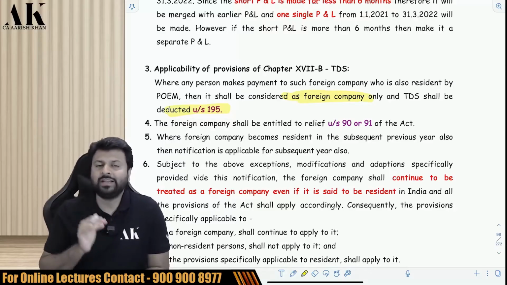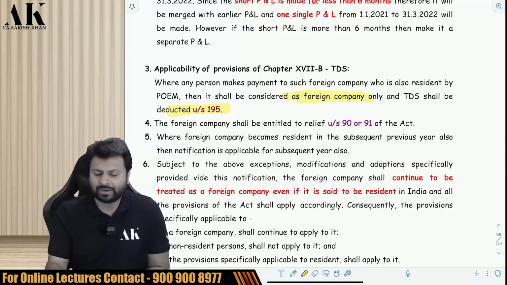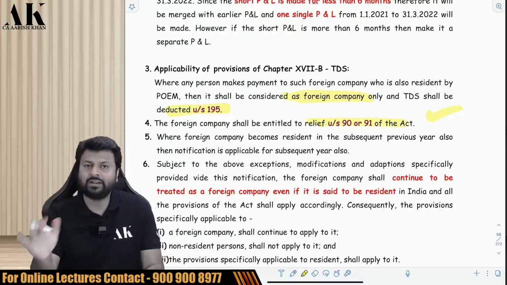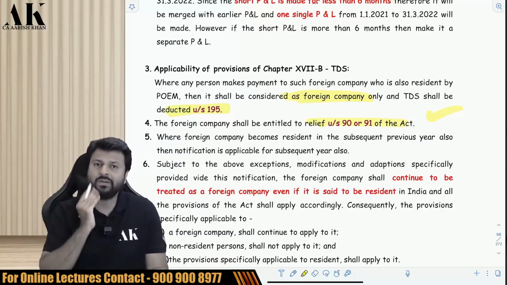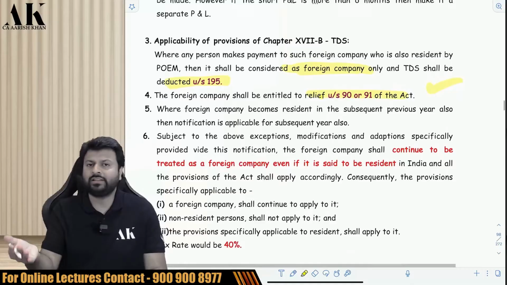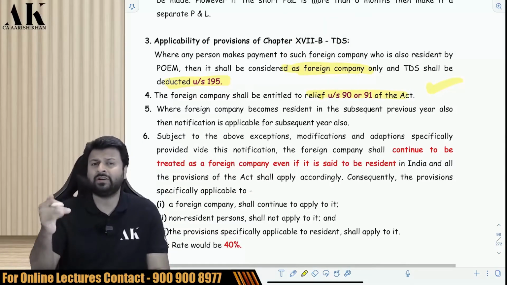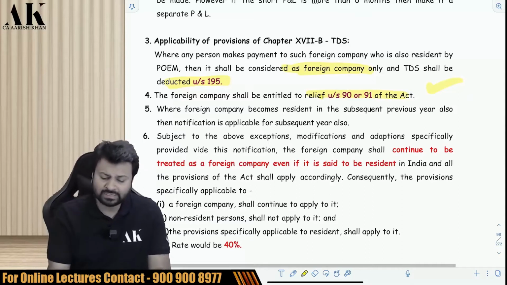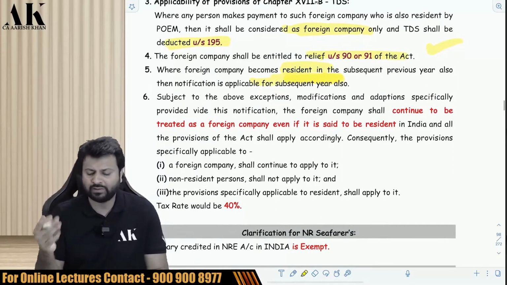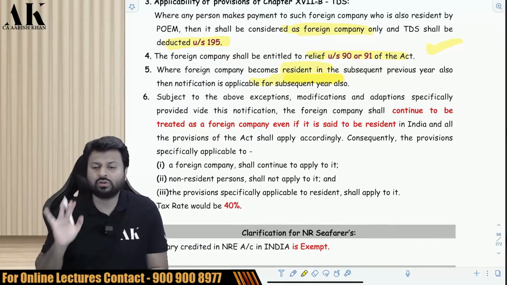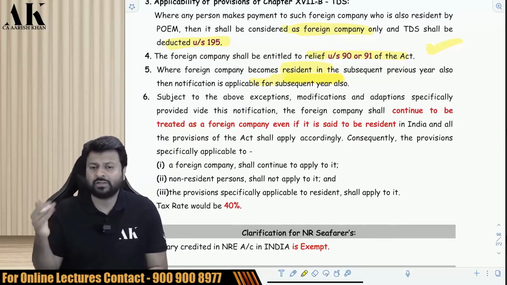This foreign company has now become a resident of our country. So is the Indian government going to give them relief under 90 and 91, that is unilateral relief and bilateral relief? The answer is yes. The Indian government will give them the relief under 90 and 91. Don't worry about it. Now, this foreign company in the subsequent year, 22-23, they became resident for the first time. In 23-24 also, are they going to get the benefit of laws, benefit of DTAA, etc.? The answer is yes, they are going to get the benefit of all these things in the subsequent years also. It is not a 1 year benefit. The benefit will carry forward for the subsequent years also.